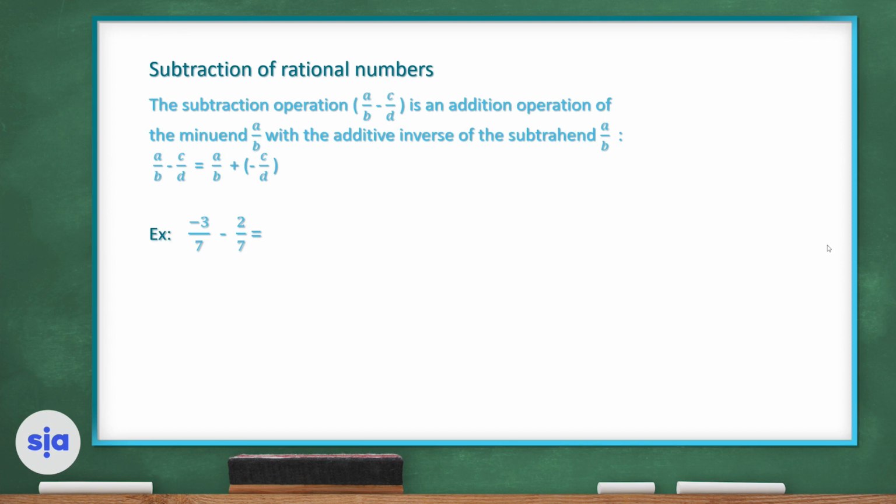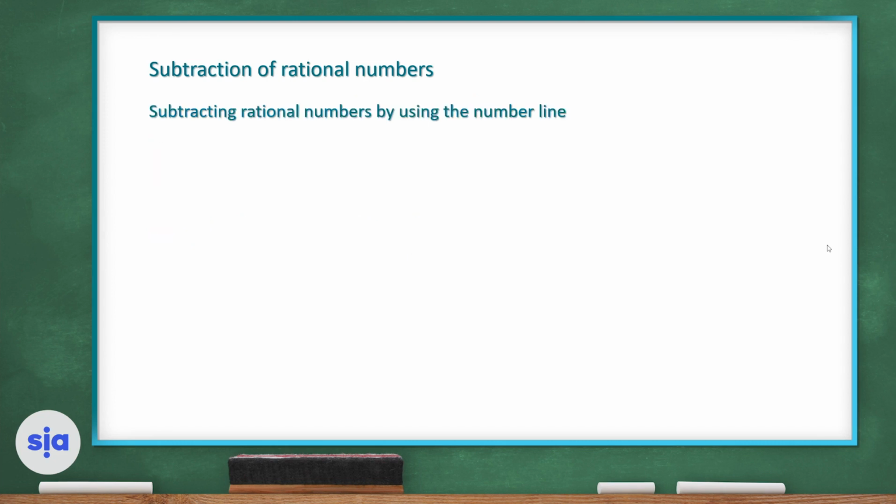Example: minus 3 over 7 minus 2 over 7. It's the same as minus 3 over 7 plus negative 2 over 7. So when you do it, it's minus 5 over 7.